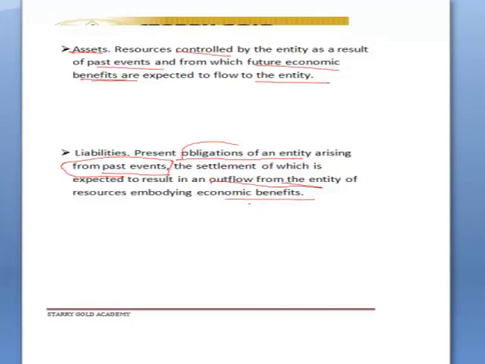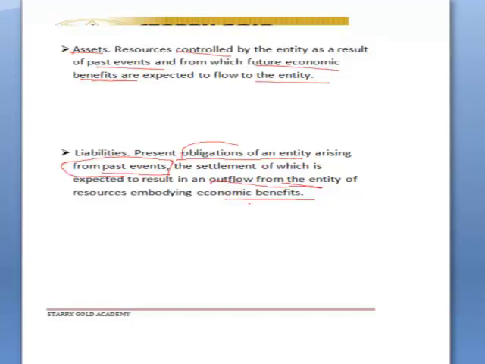So for a liability to exist, it must be an obligation, it must arise from a past event, and in settlement of it there is an outflow of economic resources of the entity in question. So this is the standard definition of an asset and the standard definition of a liability.